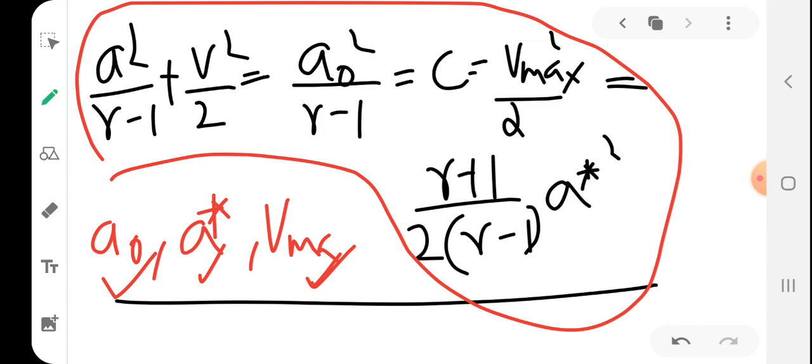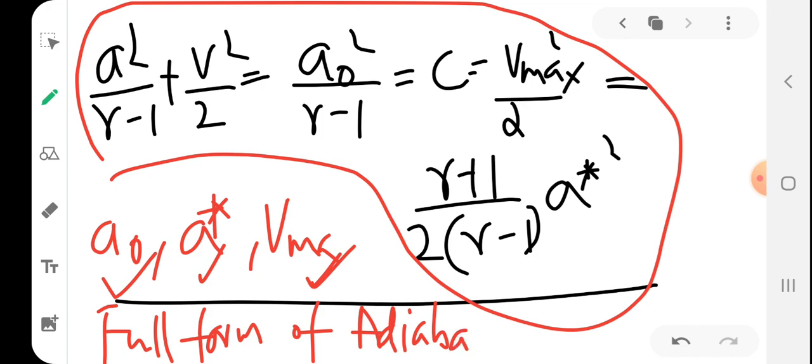Full form of adiabatic energy equation. So I will write the full form of adiabatic energy equation.